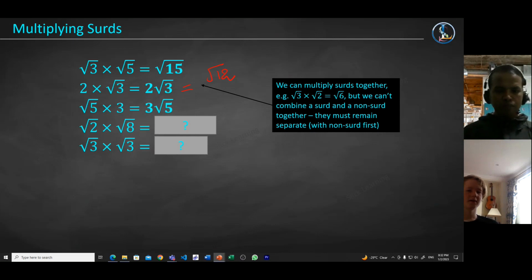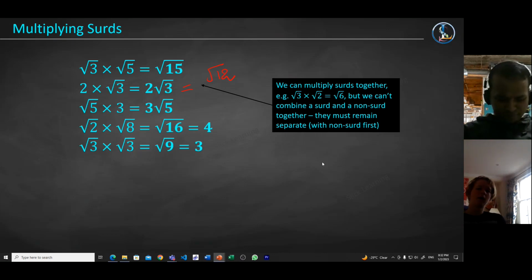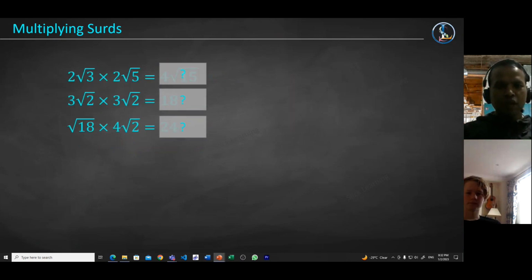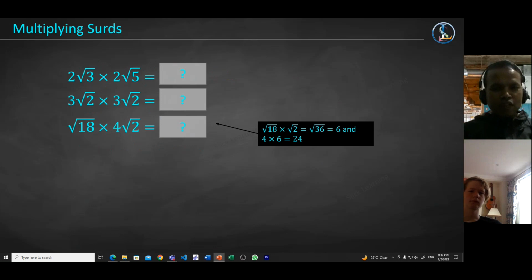Let's multiply the second last one. The second, it would be 16. Oh no, before the square root, 4. Yeah, it's 4, that's perfect. And then the next one would be 3. Good. Okay, now let's multiply these numbers. Multiplying surds.